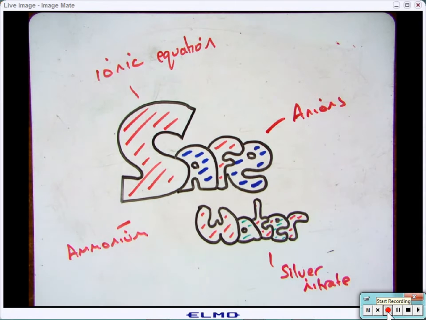This video is going to have a look at how we know water is safe. By the end of it, you will know the test for the anions, including bromine, chlorine and iodine. You will know the silver nitrate test, you will know the test for ammonia, and you will know how to write ionic equations.